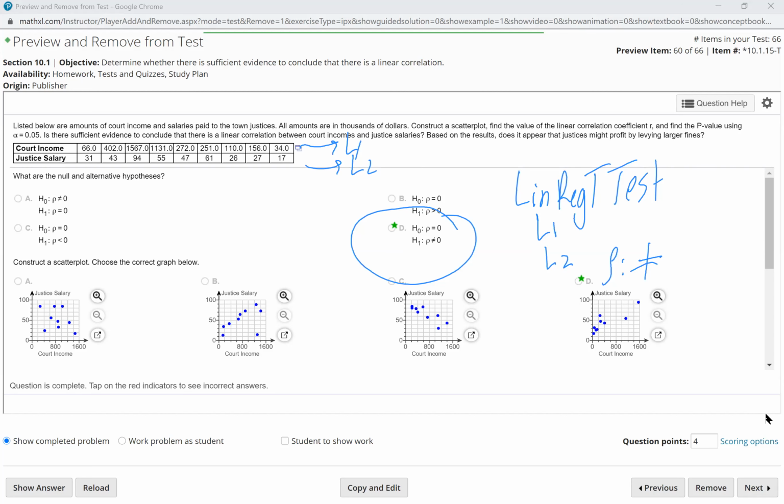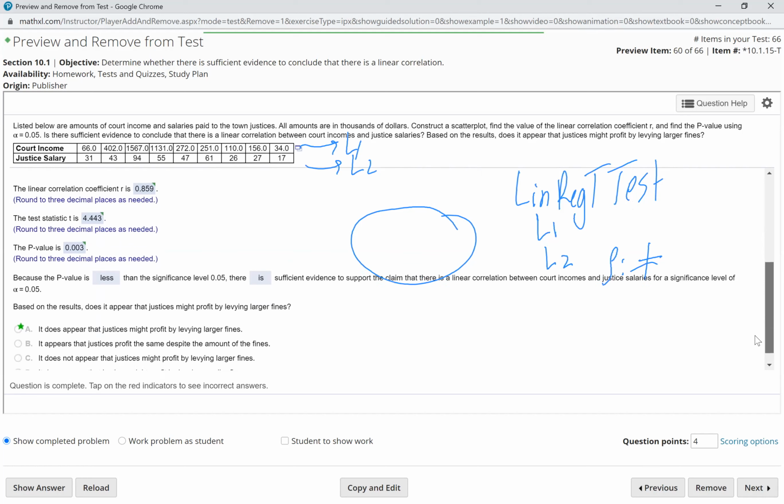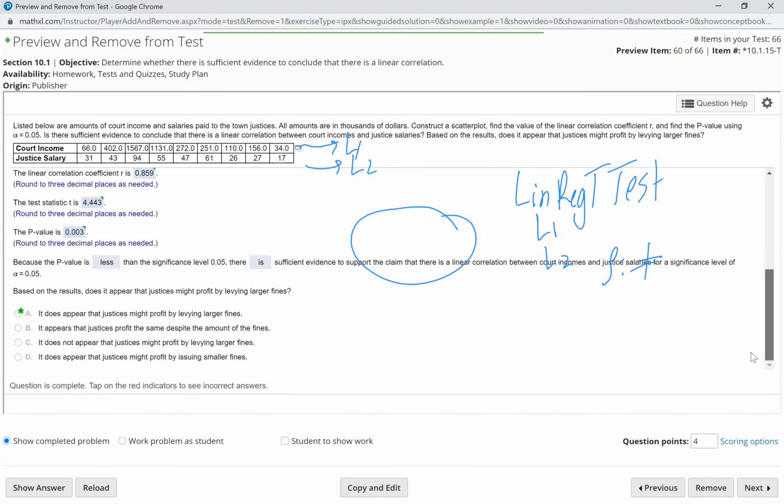So let me scroll down, show you what we have here. See the test statistic, the p-value, and p-value is less than alpha. Then, as I told you, for the conclusion, if the p-value is less than alpha, you conclude there is strong evidence that there is a significant correlation. And if you fail to reject H0, you say there is not enough evidence to conclude that there is a significant correlation.